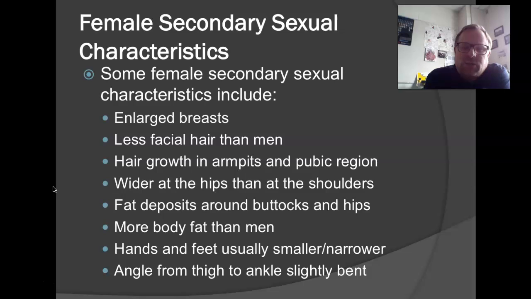Hands and feet tend to usually be smaller or narrower, and the angle from thigh to ankle is slightly bent, and that's just, again, with the hips, making that sort of shape that comes down a little bit, and the hips being wider than the ankles because of the need to provide room for the passage of the baby during childbirth. So those are the female secondary sexual characteristics.